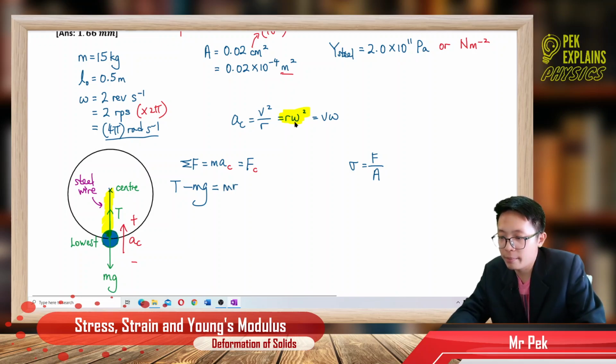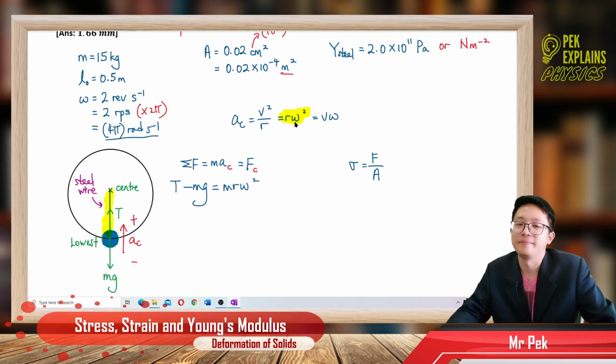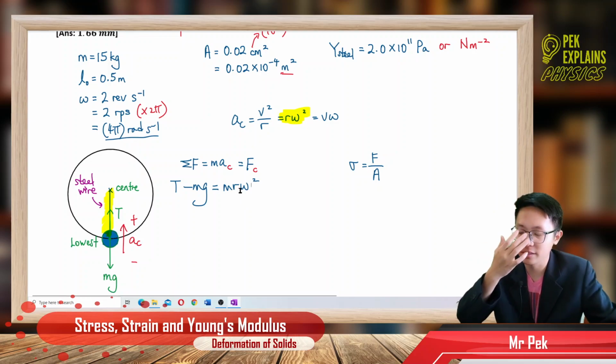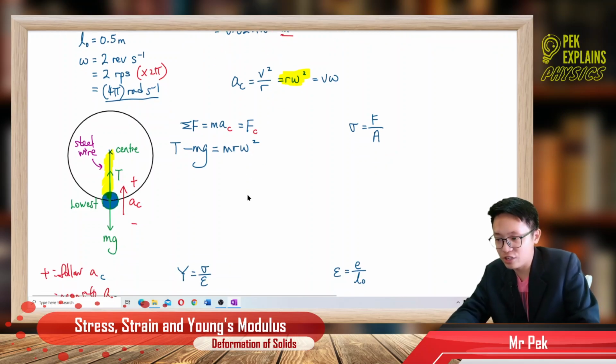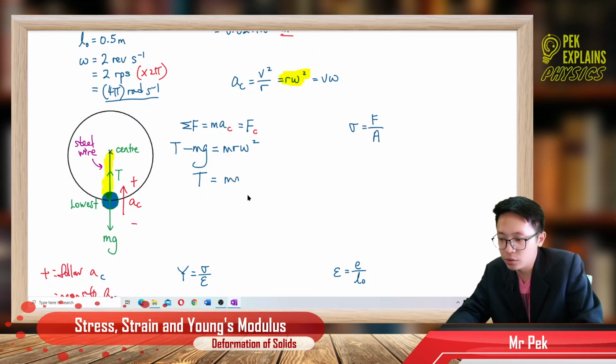So it becomes m r omega squared. This is chapter 6, circular motion. So we can find our tension in our steel cable, steel wire. So mg goes to the other side, becomes positive, plus m r omega squared. And then factorize the mass: m times g plus r omega squared.